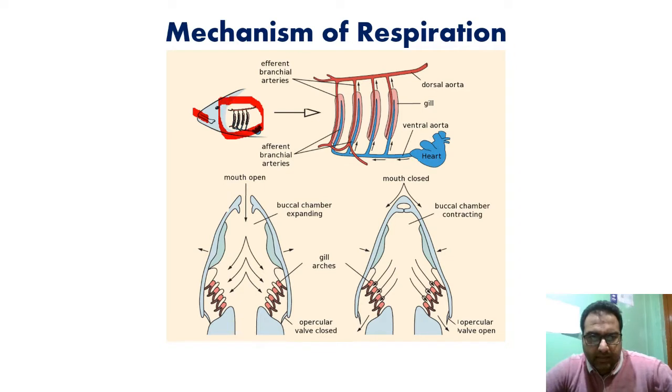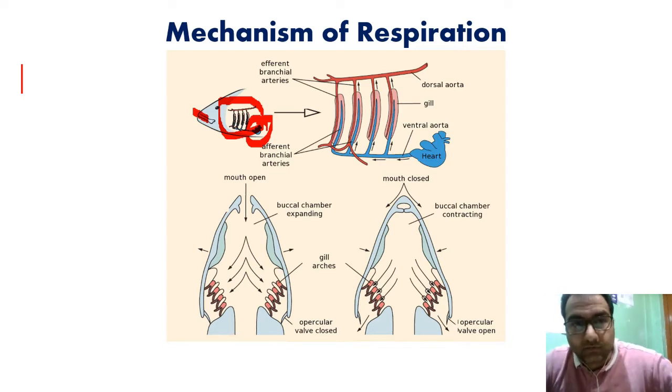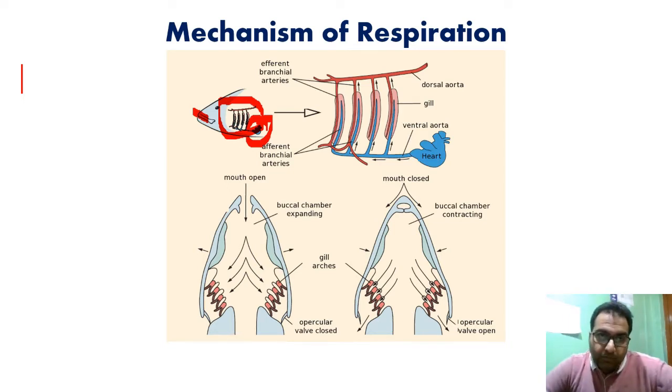these are the gills, and the heart is associated with it. Now in the case of fish, there is only single circulation. What happens in this circulation is that impure, oxygen-deficient blood comes directly to the gills, and then this oxygen-rich blood goes to the heart, and then to the different parts of the body. So it is a kind of single circulation.